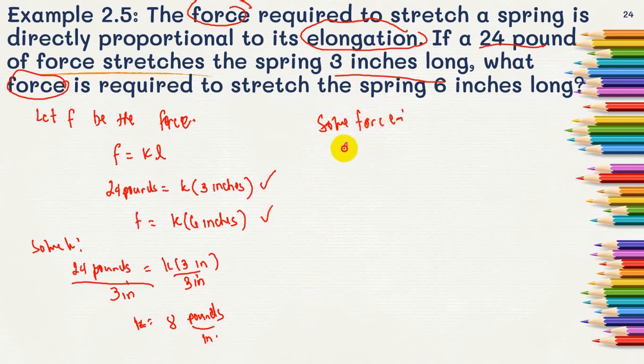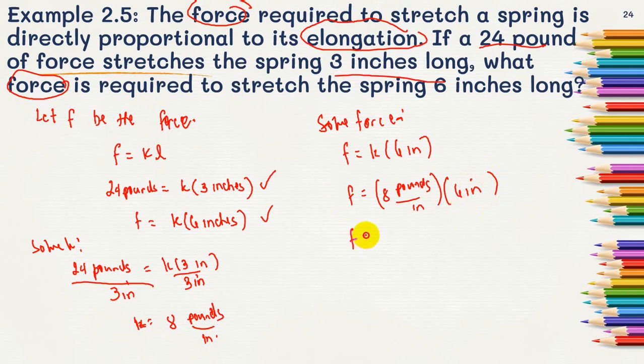Using the second equation, F equals K times 6 inches. Substitute the value of K, which is 8 pounds over inches. Okay, so 8 pounds times 6 inches. Multiply, what is 8 times 6? 48. So the force required for 6 inches long elongation is 48. Alright, cancel the inches because the unit of force here is pounds. 48 pounds. So this will be our answer.